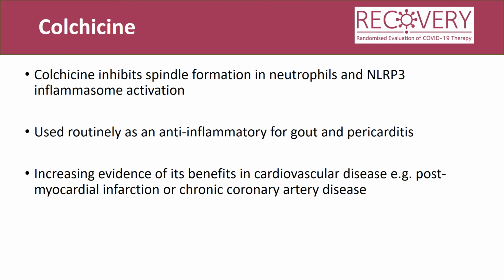Colchicine is an anti-gout treatment that inhibits spindle formation in neutrophils and the NLRP3 inflammasome activation. So it is a powerful anti-inflammatory agent, which is commonly used for gout and pericarditis. There is increasing evidence of its benefits in cardiovascular disease, for example, in patients with previous myocardial infarction or those with chronic coronary artery disease.